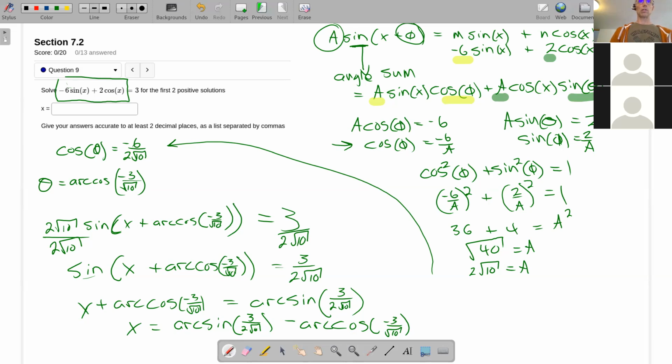Desmos graphing calculator. So I think I'm going to call this solution A. And again, I'll show this in just a sec. Arc sine is the first one, of 3 over 2 square roots of 10. And then minus arc cosine. And that one is -3 over the square root of 10.